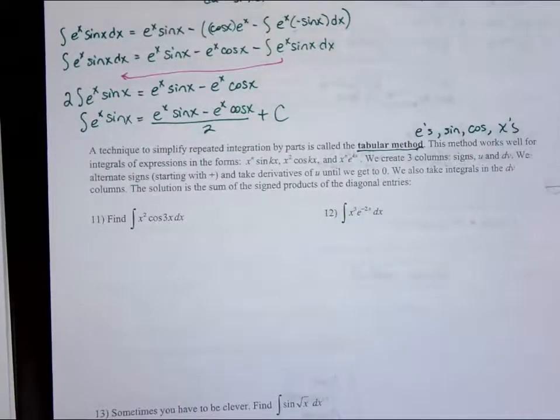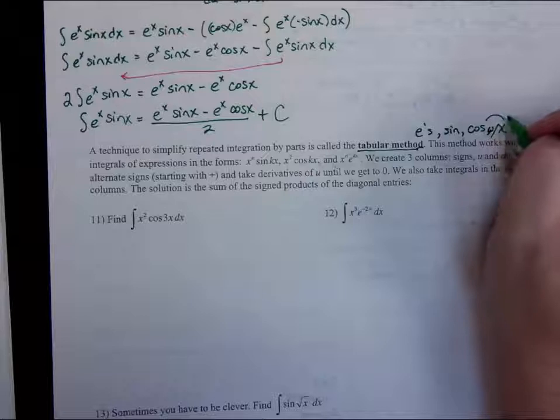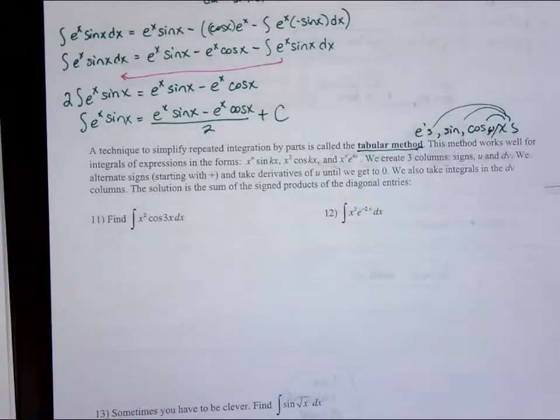What if there's an e and a sine? How do you know if it's going to be tabular or looping? Tabular will always have an x in it. It'll be an x with one of the other three: x and e, x and sine, or x and cosine. So x with cosine, x with sine, or x with e. Those are the only three choices.